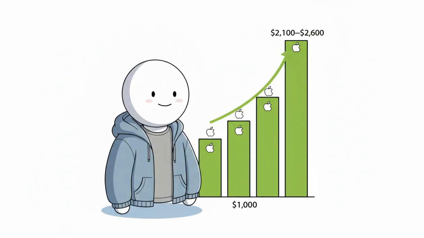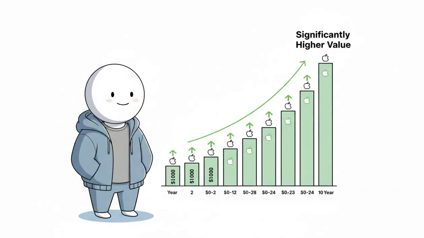Now imagine holding for 10 years with an average 8 to 10% annual return. That $1,000 could grow to roughly $2,100 to $2,600. If you invest $1,000 every year instead of once, long-term growth becomes significantly larger due to compounding.